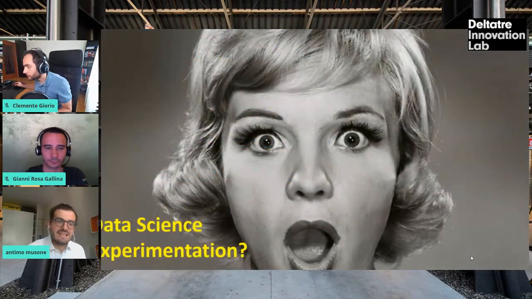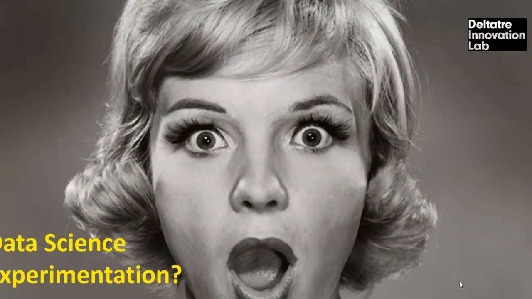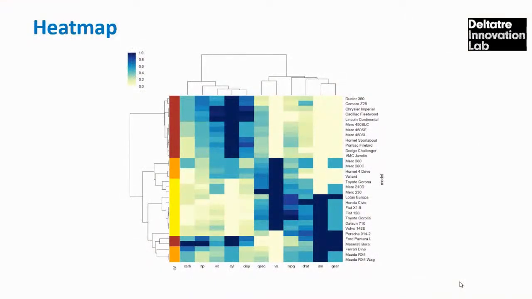Next, data science experimentation. What does data science experimentation mean? It means to collect data, clean data, engineer this data, and after that build a machine learning model. We have different tools and technologies that we can use in the analysis of data.